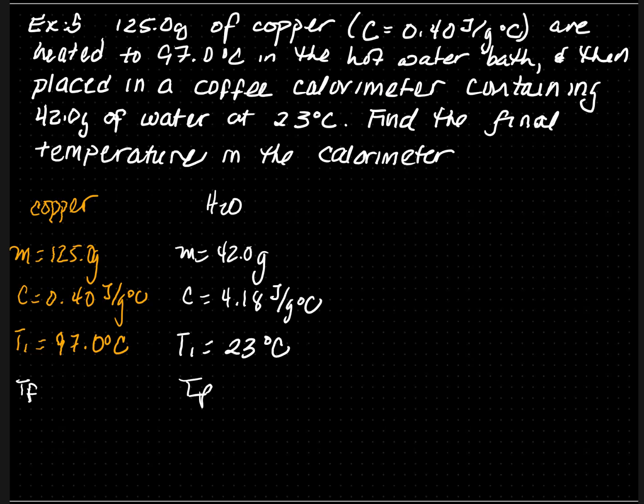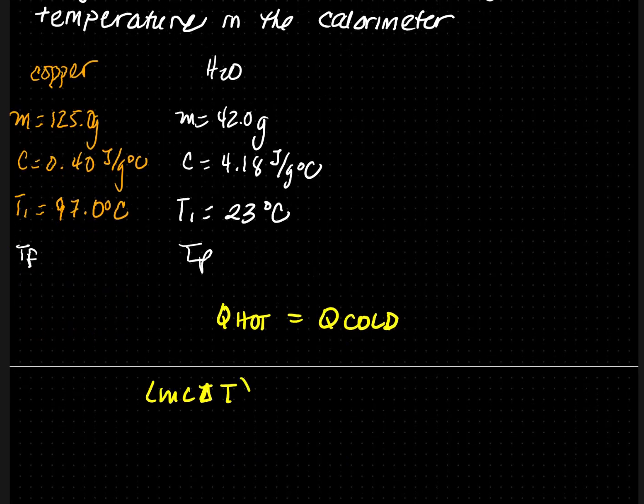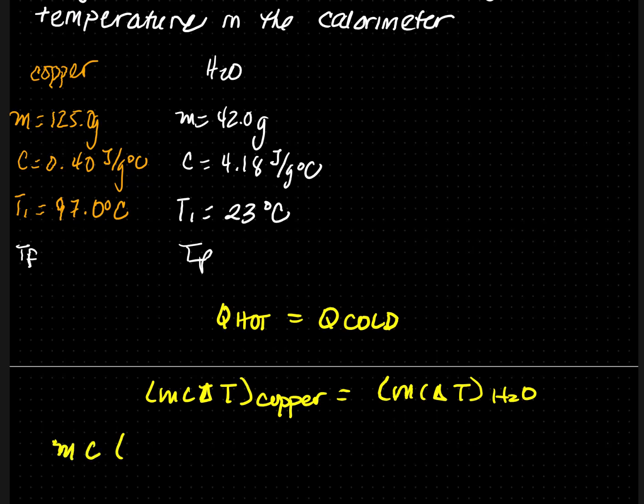Since there's two substances, it's going to be Q hot equals Q cold. The hot is your copper and your cold is going to be your water. So in this problem, we have to expand it out. We can't solve for a delta T. You have different delta T's on opposite sides. So this is going to be MC. Copper is the high temperature, so it's T initial minus T final. Water is the low temperature, so that's going to be MC times T final minus T initial.